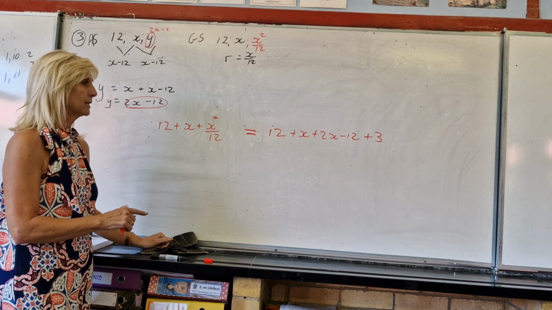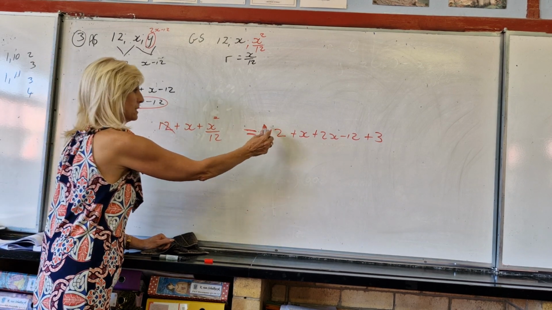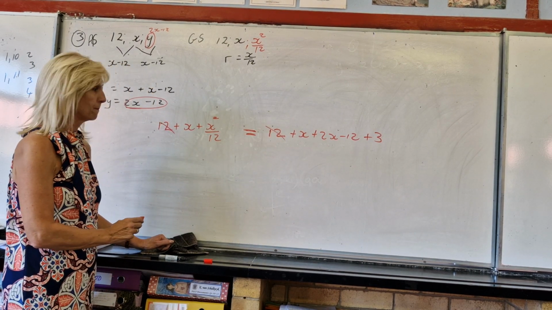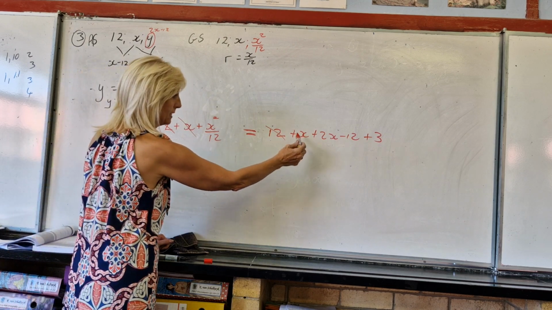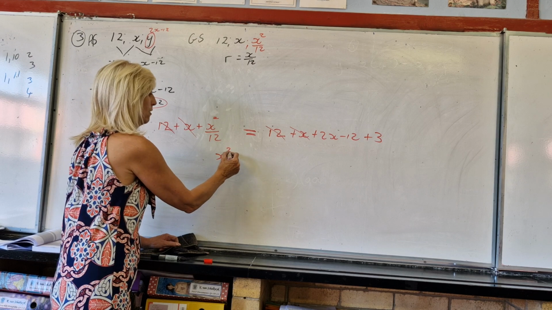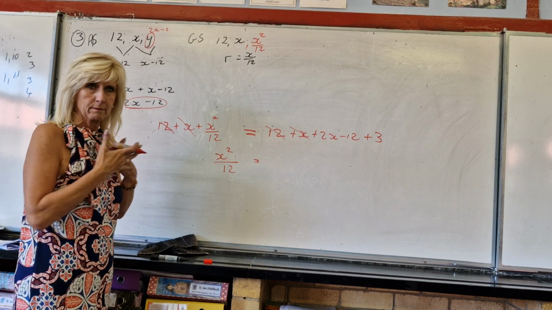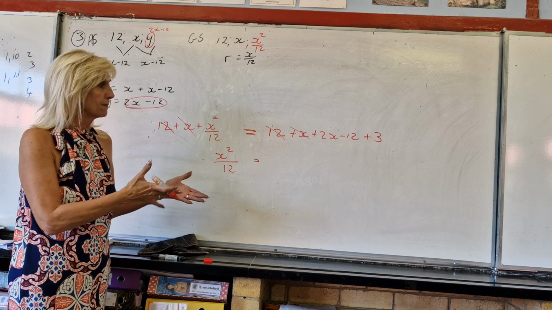Alternative now. Let's take everything to the other side. If I take the 12 across, it's going to be minus 12, and that's going to be gone. If I take the plus x to that side, it becomes minus x, and it's going to be gone. I'm going to be left with x squared over 12. It's just my inclination to go and do this.